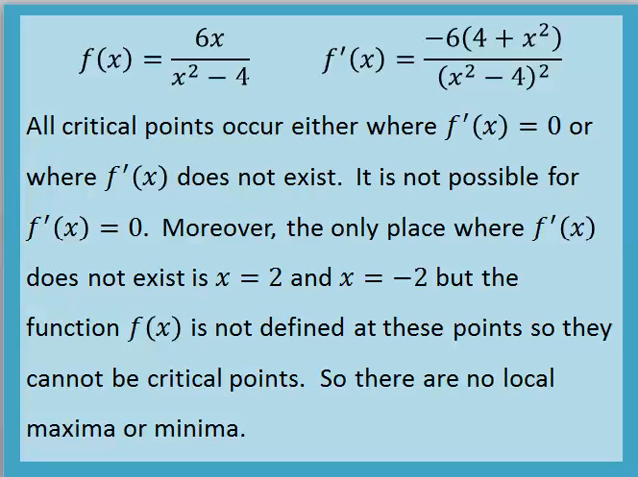It is not possible for f prime of x to be 0. Moreover, the only place where f prime of x does not exist is at 2 and negative 2. But the function is not defined at these points, so they cannot be critical points. So, if there are no critical points, that means that there are no local maxima and no local minima.